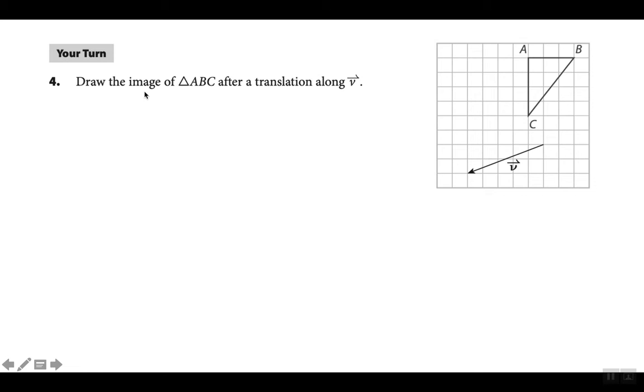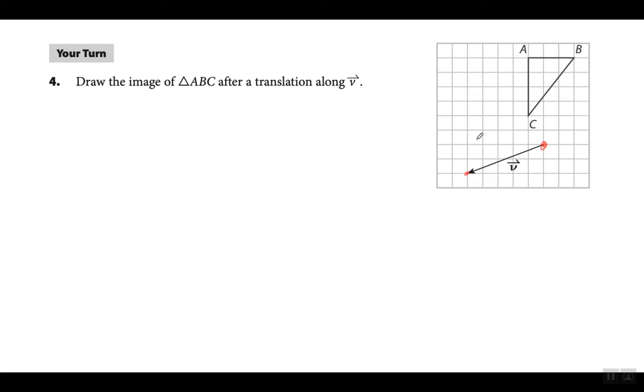Okay, so here they're asking us to draw the image of triangle ABC after a translation along vector V. As you can see, here's our vector. This one's telling us that we've got to move it down and to the left. Again, here's my initial point, and here's my terminal point.